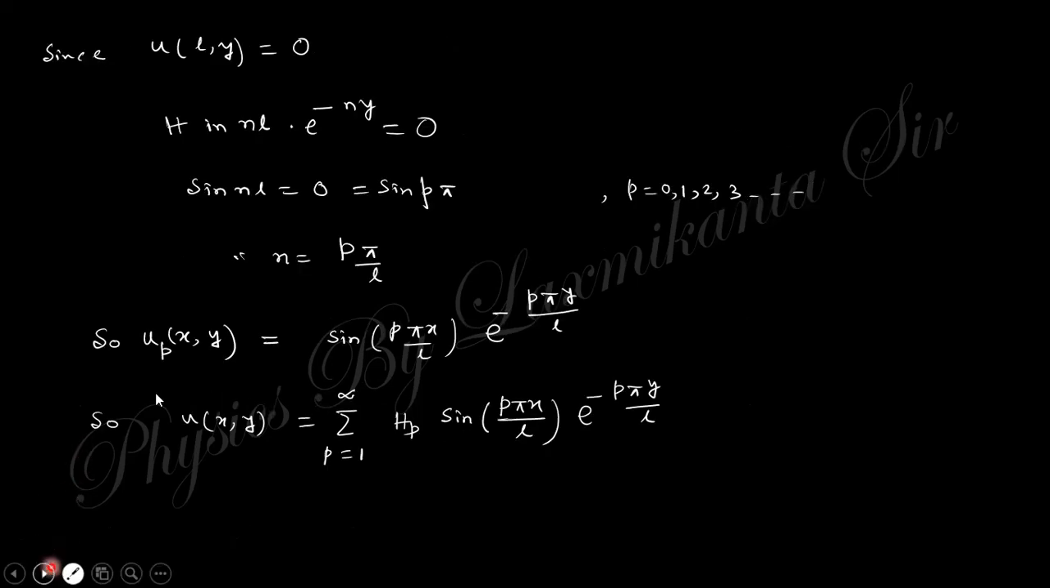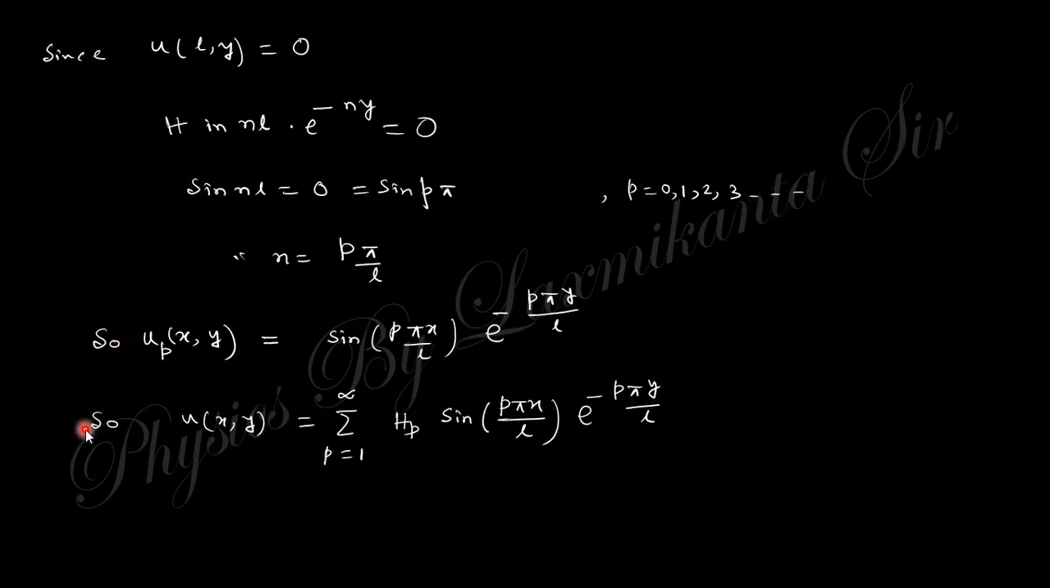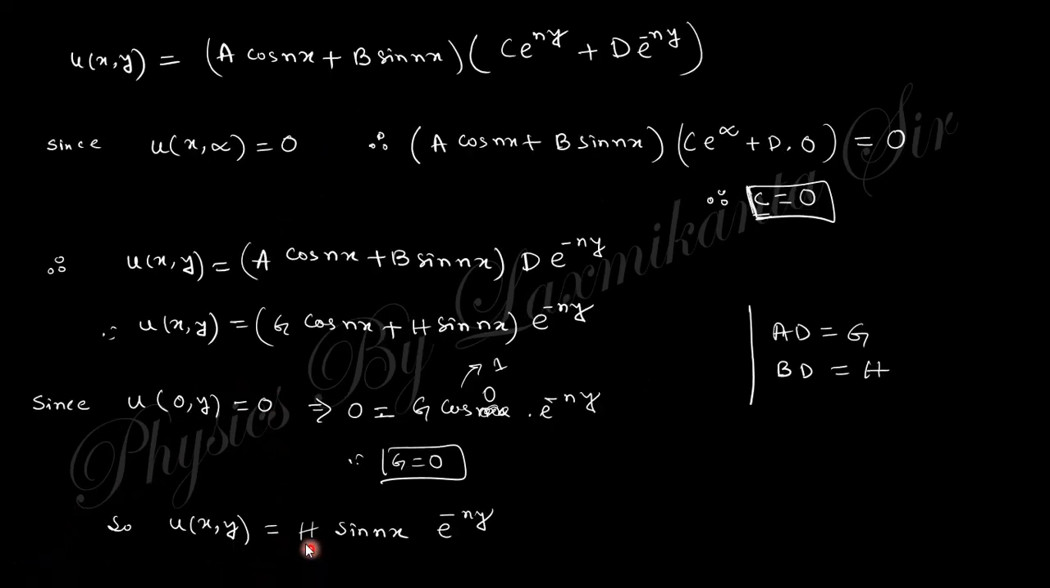First one, that is u(l,y) equals 0. That means when x equals l, y is y, then this will be 0. So put this value, h sin nl, there is a mistake, h sin nl into e to the power minus ly equals 0. So if you take h equals 0, then what happens? If h equals 0, then the solution will be 0, a trivial solution.